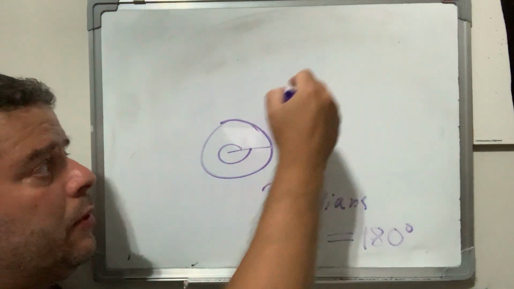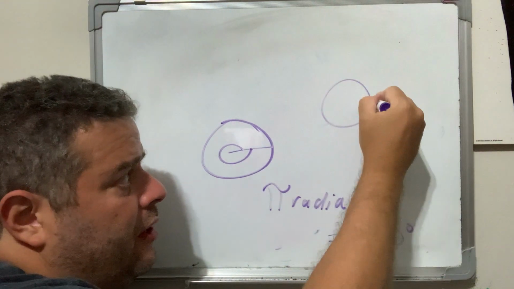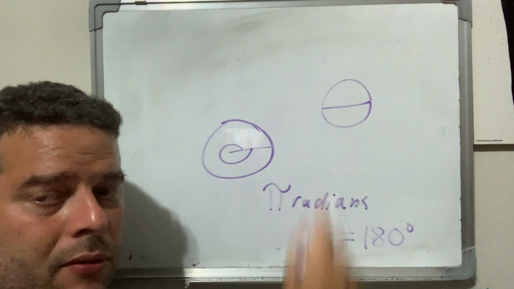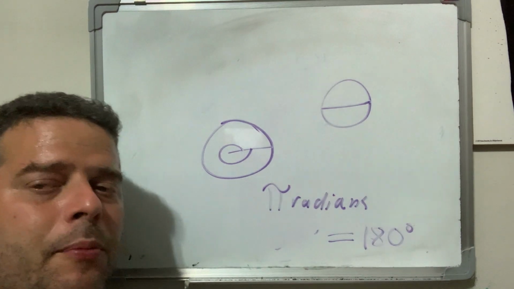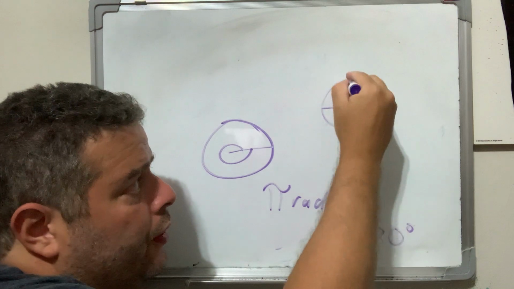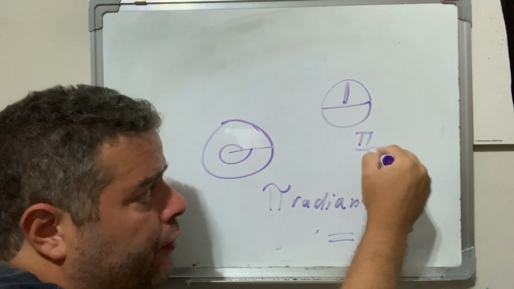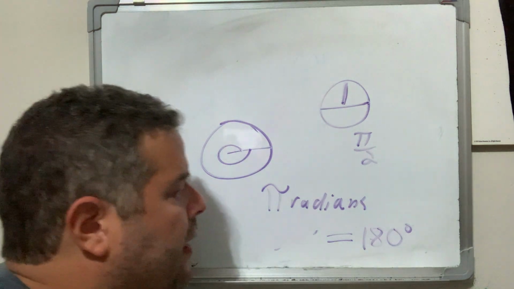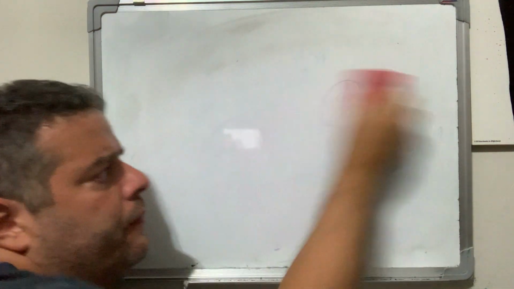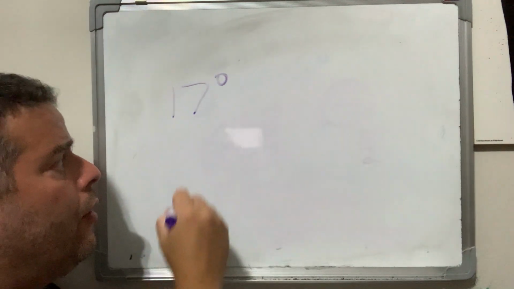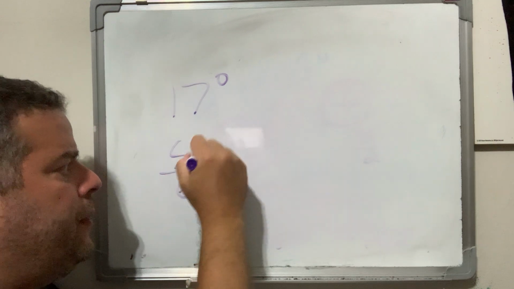Now, just in general terms, the circumference is 2 pi radians. Half the circle would be half of 2 pi radians, or just pi radians. A quarter would be pi over 2 radians, and you can just continue dividing in that fashion. Now, how do you convert? You'll see in physics, they're either going to give you a degree measurement or a radian measurement.